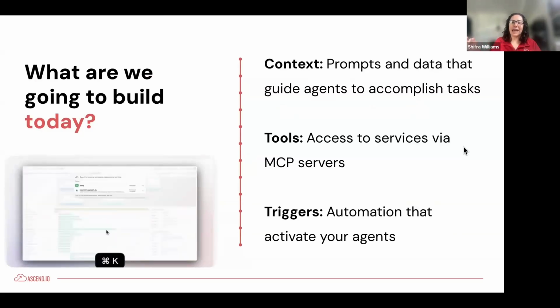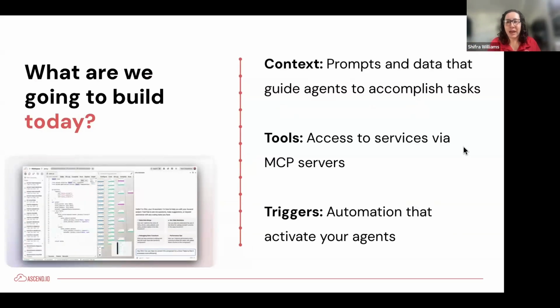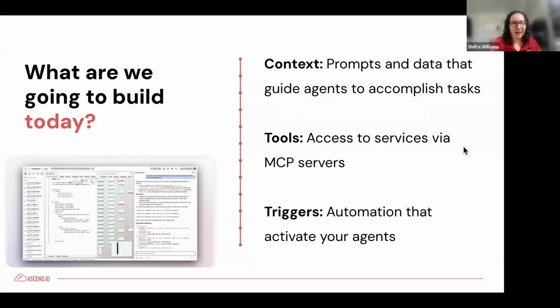Then we have tools, and this is access to services, whether it's within your data platform or via an MCP server. And this is really what empowers your agent to go out into the world, create that issue on GitHub, send that Slack message, and really be an autonomous actor in a way that a chatbot alone cannot.